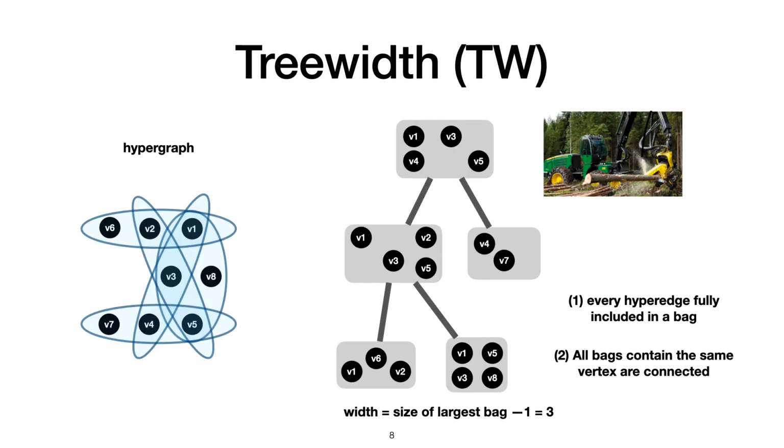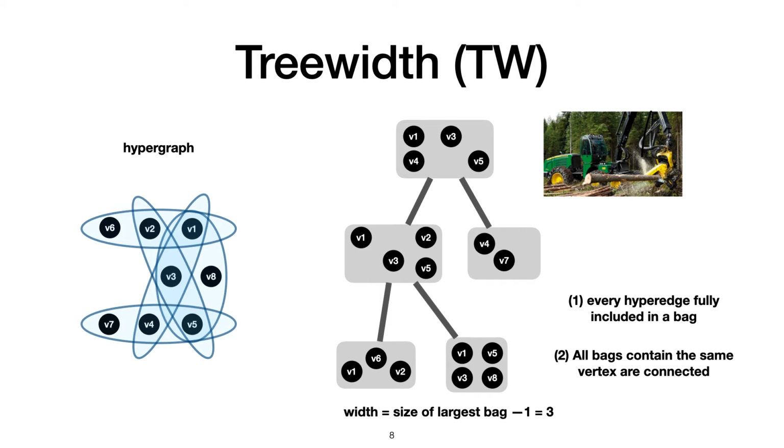Let me first fix the background and introduce you to fractional hypertree width. Probably many of you have heard about Treewidth or bucket elimination and induced width. Assume that the hypergraph on the left-hand side is a constraint hypergraph of a CSP instance consisting of 8 vertices and 5 hyperedges. Okay, Treewidth itself is defined in terms of tree decompositions.